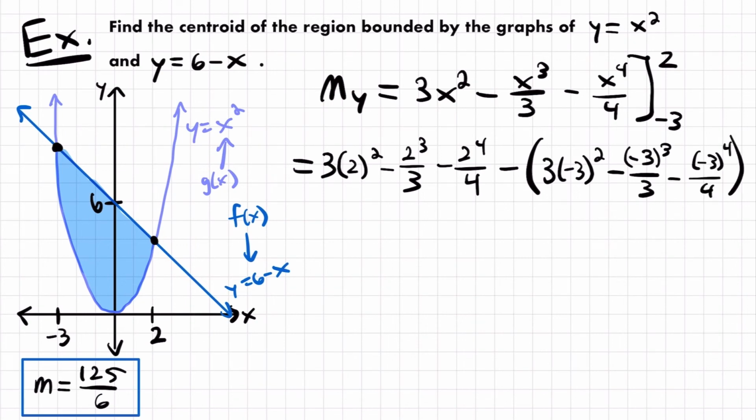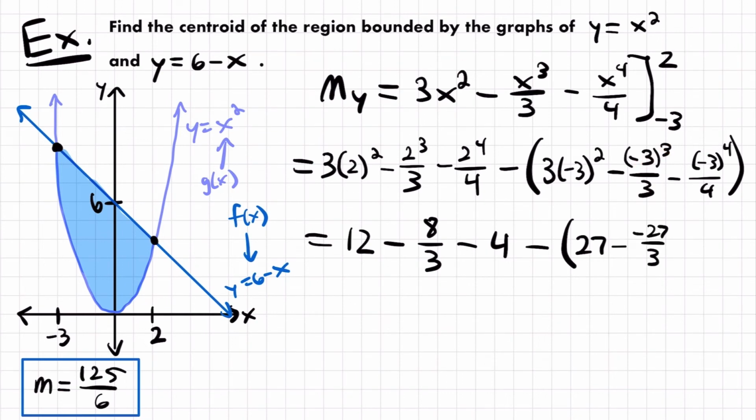All right, and so now if we simplify, this is equal to 3 times 2 squared, and 2 squared is 4, so 3 times 4 is 12, so we'll have 12 minus 2 cubed divided by 3, that's going to be equal to 8/3, minus 2 to the 4th power divided by 4, and 2 to the 4th power is 16, so we have 16 divided by 4, but that's just equal to 4, so I'll rewrite that to be 4, and then we will subtract 3 times -3 squared. -3 squared is 9, and 9 times 3 is 27, so 27 minus -3 cubed divided by 3, and -3 cubed is -27, so we have -27 divided by 3, minus -3 to the 4th power, which is 81 divided by 4. So we have 81 divided by 4.